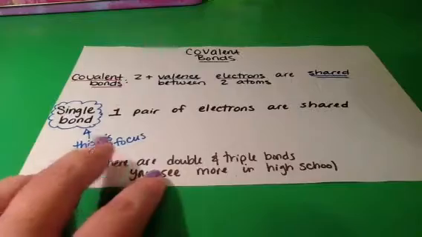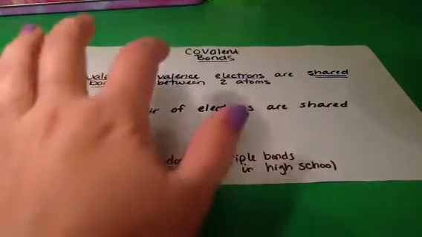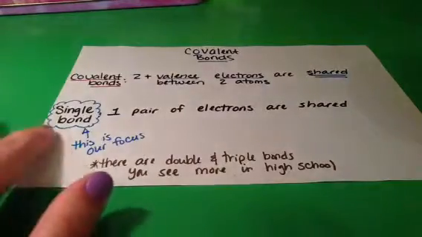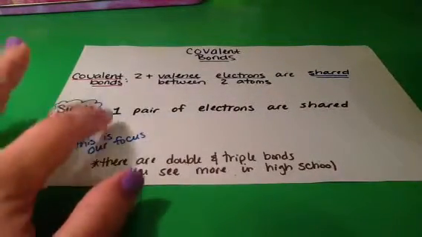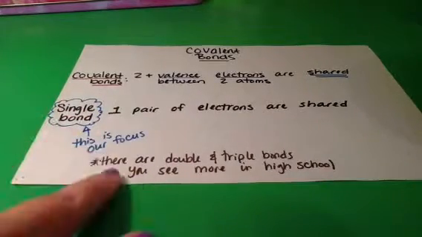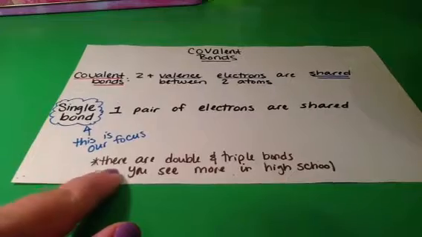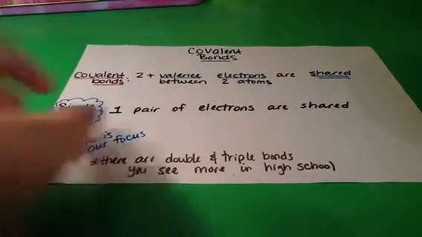Covalent bonds are when two valence electrons are shared between two atoms. We're going to look specifically at this one called single covalent bonds. This is where one pair of electrons is shared. So this is our focus. There are ones out there called double and triple covalent bonds, and you'll see more of this when you get into high school.